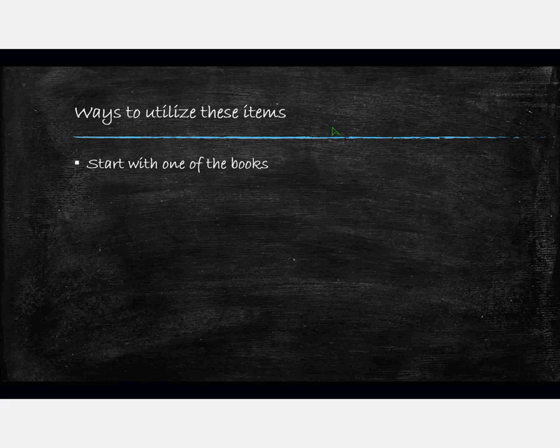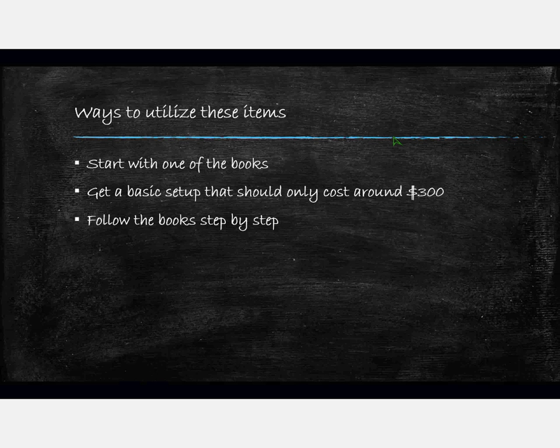Okay? So, ways to utilize these items. Obviously, have your students start with one of these books. It doesn't have to be a specific one. They're all good. Of course, I recommend scenario-based training just because that's the way we're supposed to be teaching. They can get a basic setup that should only cost around $300, a nice flight yoke or a rudder pedal or something like that, and then follow the book step by step.